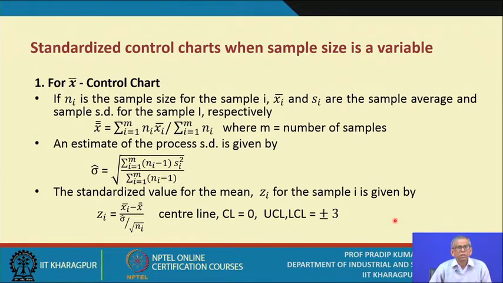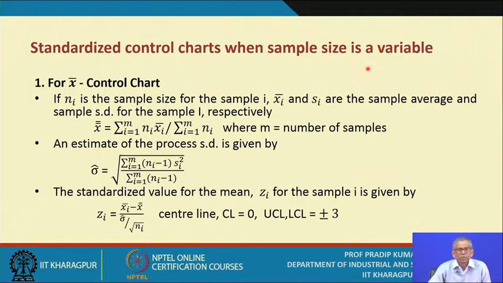Now, under the variables category, we have discussed 2 kinds of control charts. One is the X bar control chart along with the R control chart. So first you use the R control chart to control the variability in the process. Once you achieve this condition, that means the variability is under control, then you try to control the process mean, for which the X bar control chart will be used. As I have already pointed out, both these charts are to be used simultaneously. Now, let us talk about the X bar control chart when the sample size is a variable.